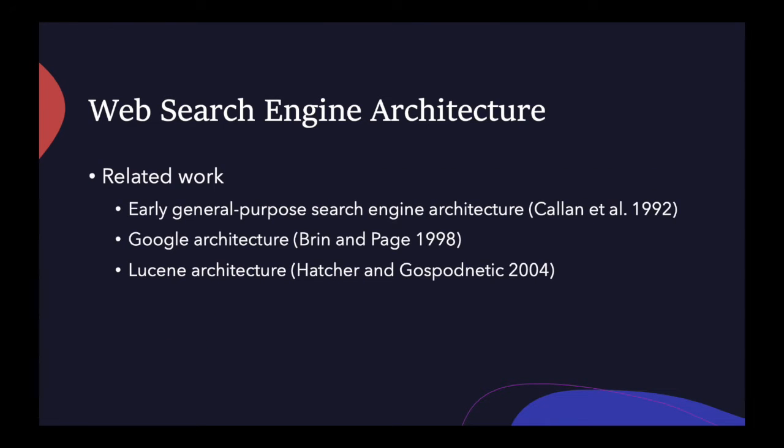There is some work that focuses on the architecture of search engines. Callan's work in 1994 gives a systematic overview of an early general-purpose search engine. Brin and Page describe an early version of Google's web search engine architecture in their work published in 1998. Hatcher and Gospodinetti comprehensively describe the Lucene architecture and components.